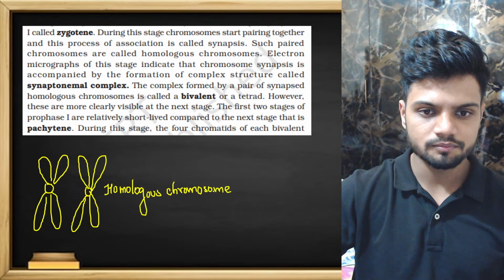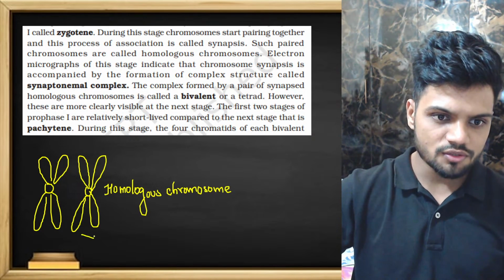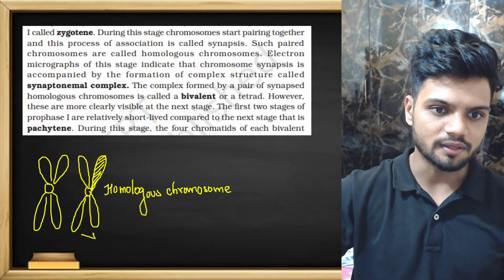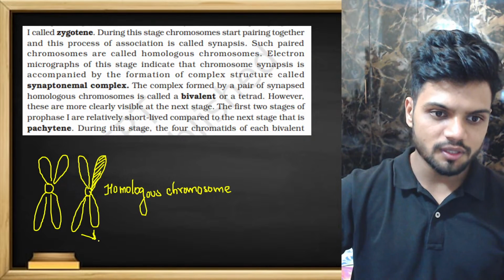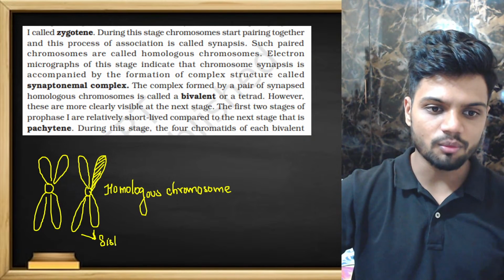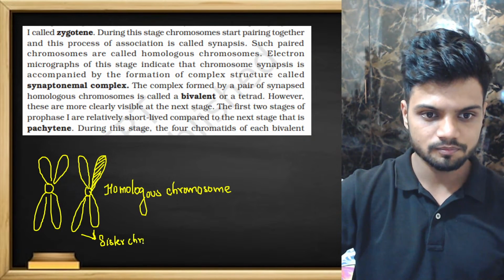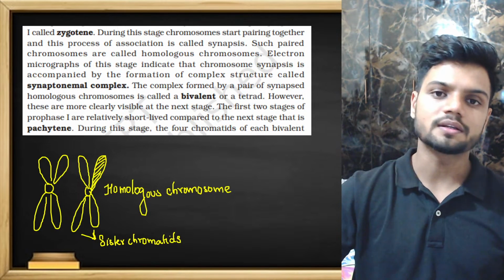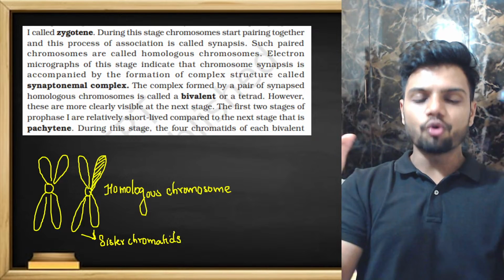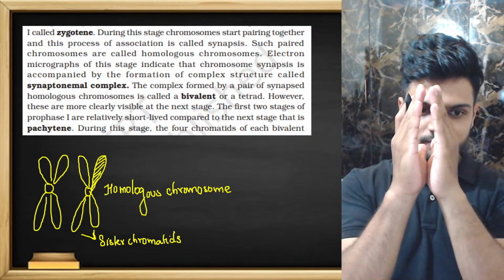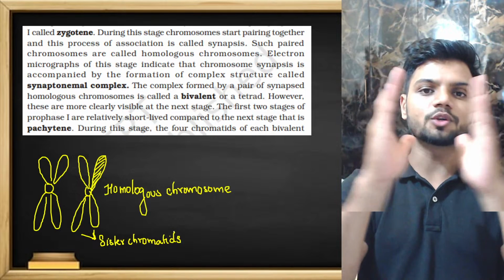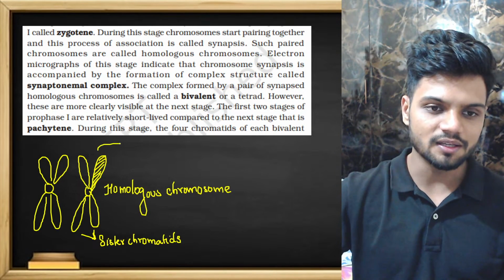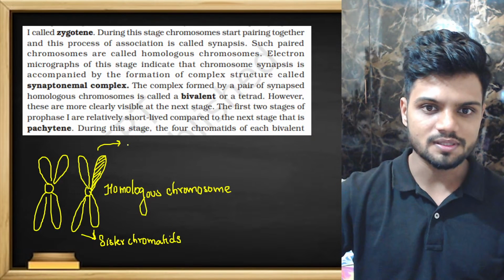Now here, students, this right here is a chromatid. These two are called sister chromatids. Now, when the two homologous chromosomes are coming together, the process is called what? Synapsis. So this right here is called synapsis, students.